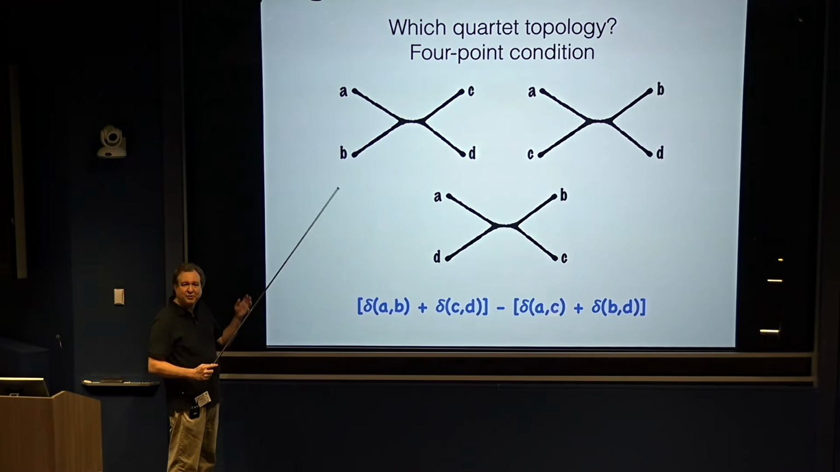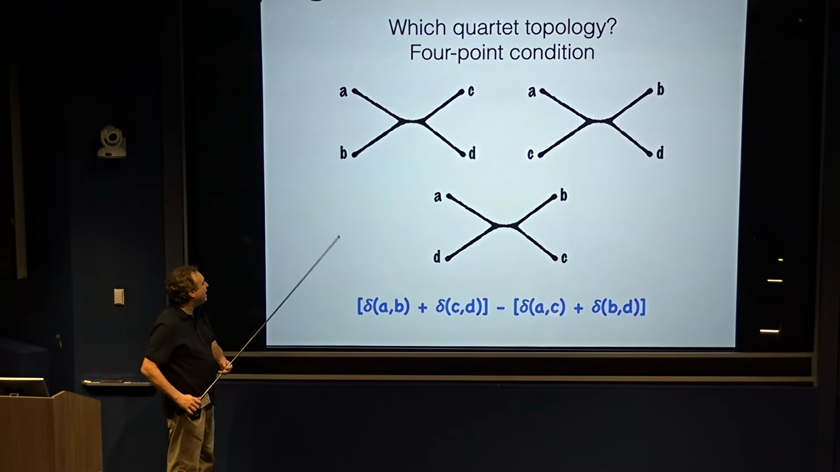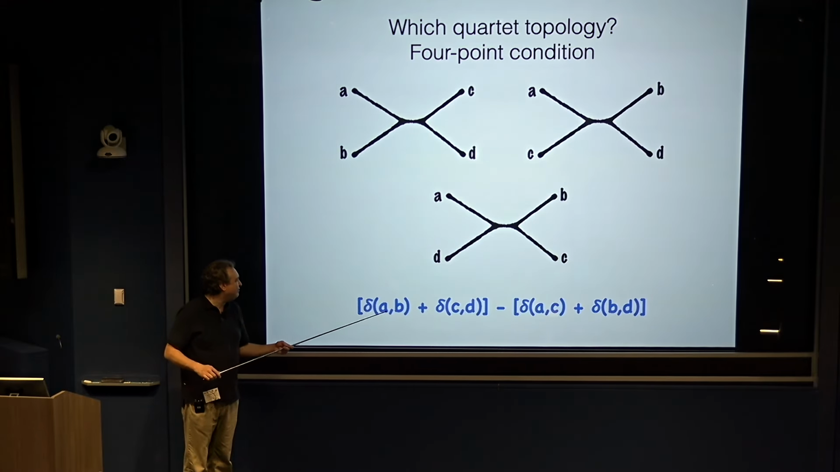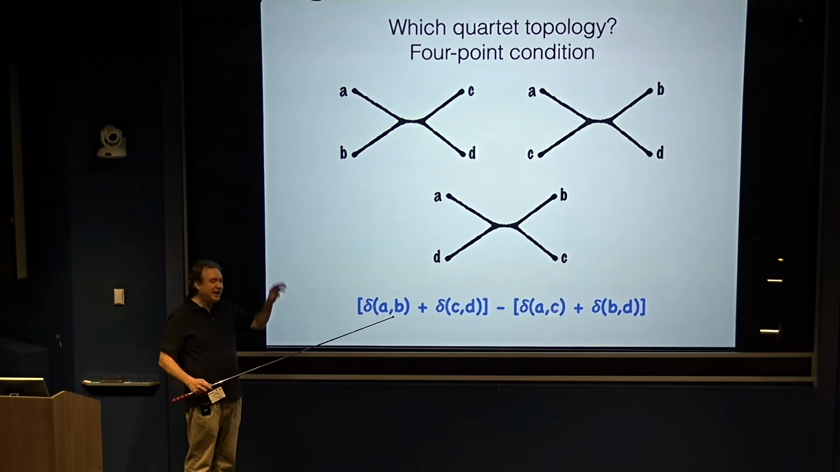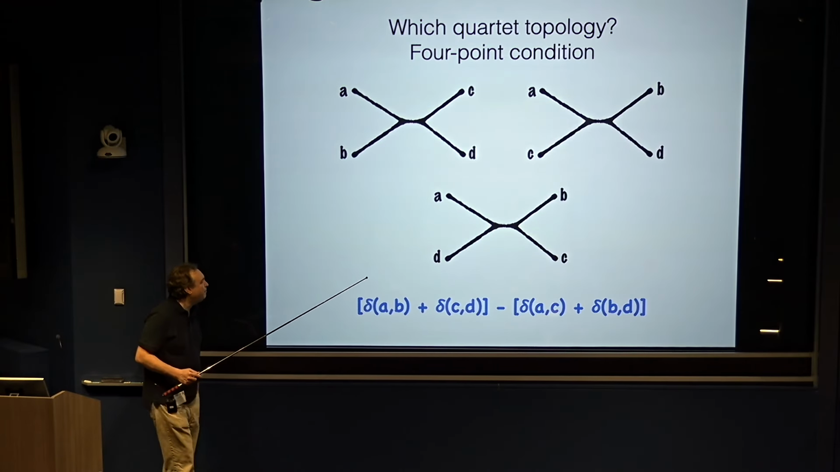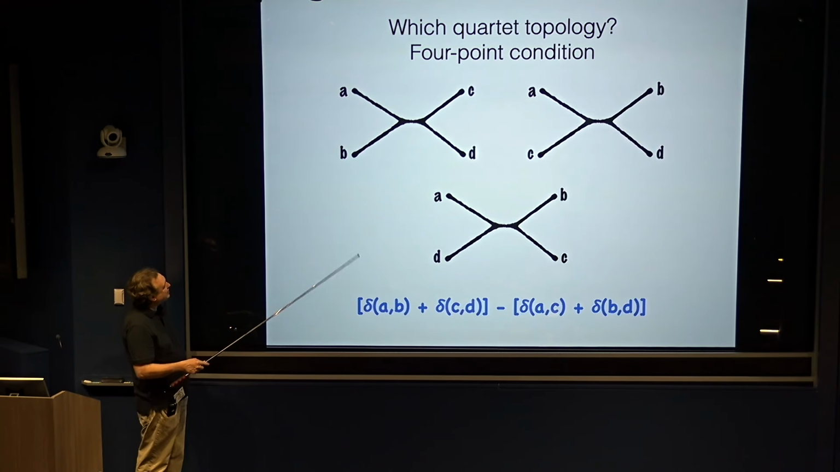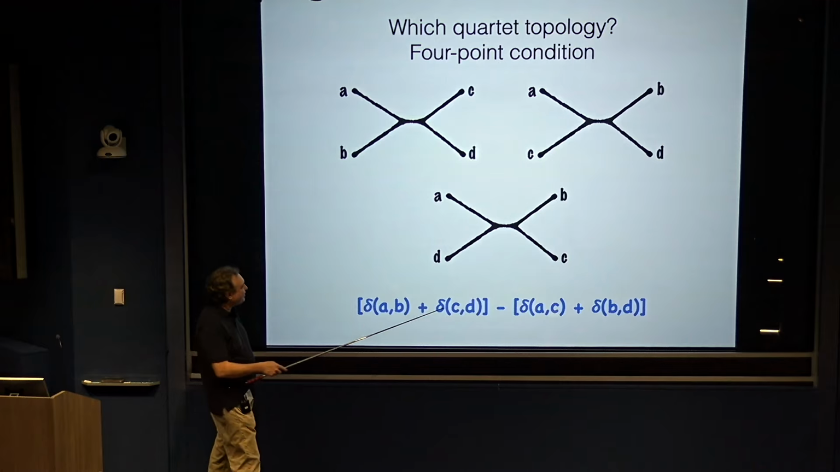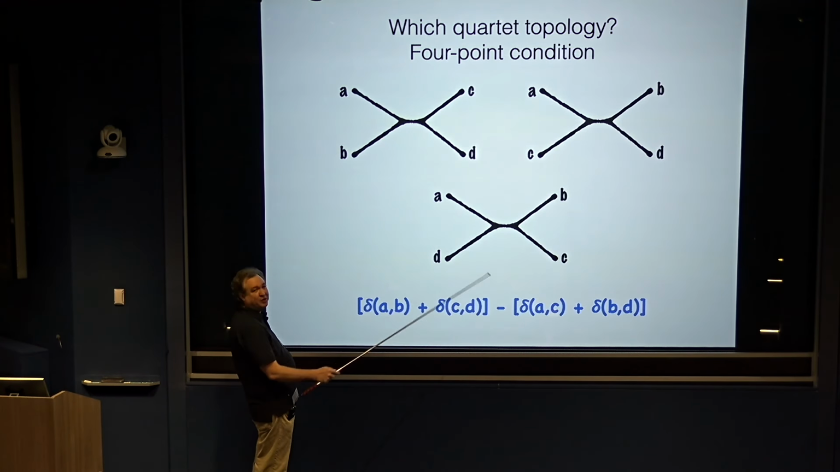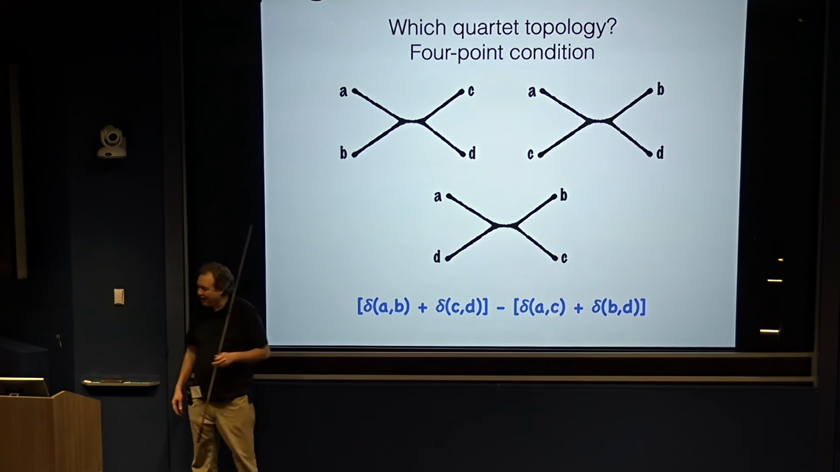Okay, so suppose that I'm trying to figure out which one it is, and what I have is one of those tree metrics. I have delta AB for every pair, and delta CD, and so forth. And so it turns out that you can figure out which one it is by computing what's called a 4-point condition, which is this particular quantity there. Okay, so why does this work?